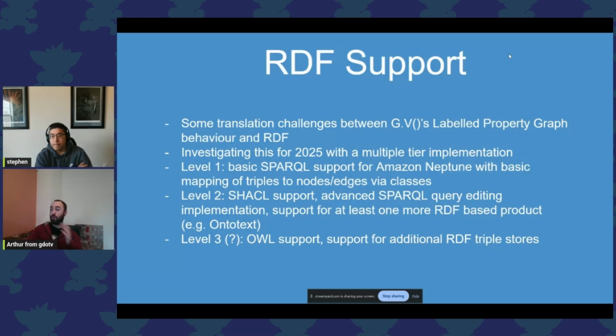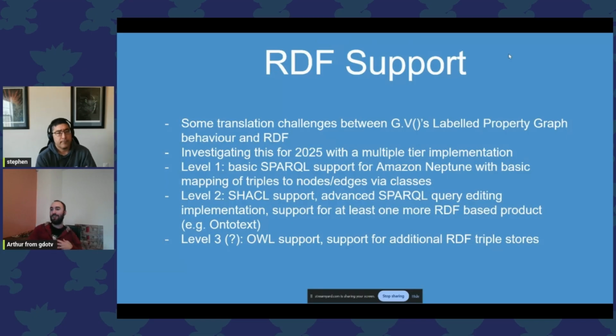That would also require effectively supporting other databases than Amazon Neptune itself. So we'll be evaluating which graph databases, RDF triple stores rather, let me rephrase, would benefit most from the availability of G.V as a tool. And those are probably going to be the ones that we'll start with.